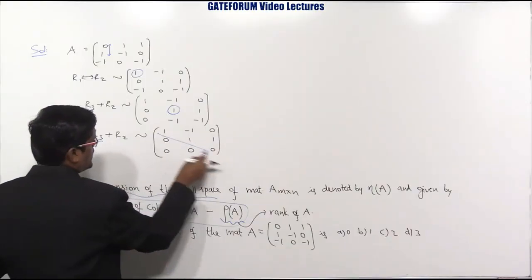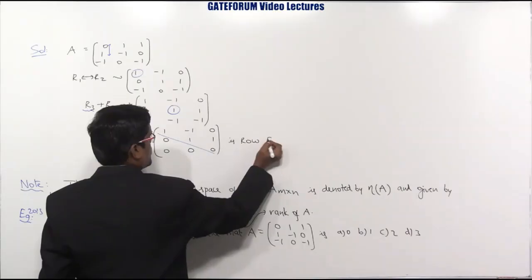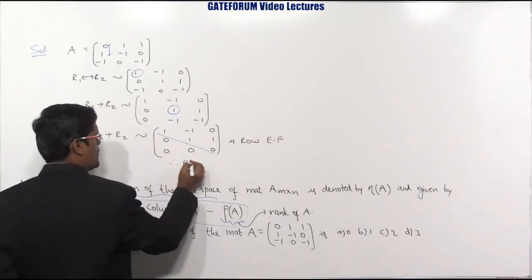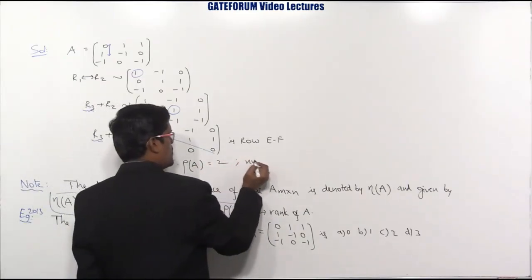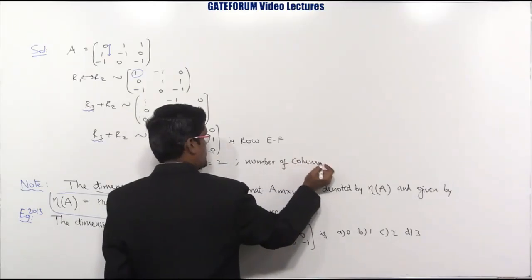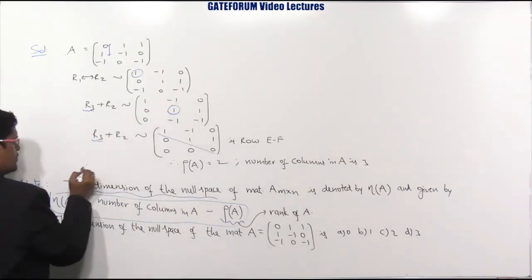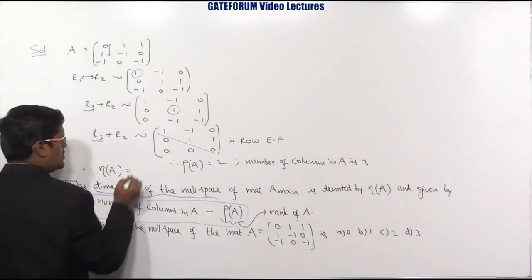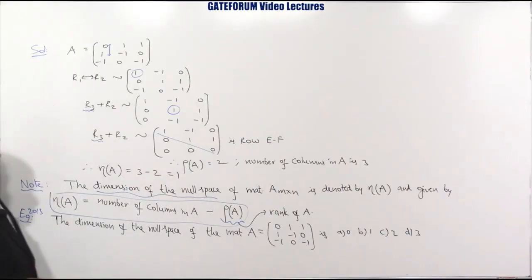So, below the diagonal, 0: this is row echelon form. The number of non-zero rows is 2. Therefore, rank of A is equal to 2. Okay, comma. The number of columns in A is 3. Therefore, eta of A, that is the dimension of the null space of the matrix A, is 3 minus 2, which is equal to 1. So 1 is the answer.